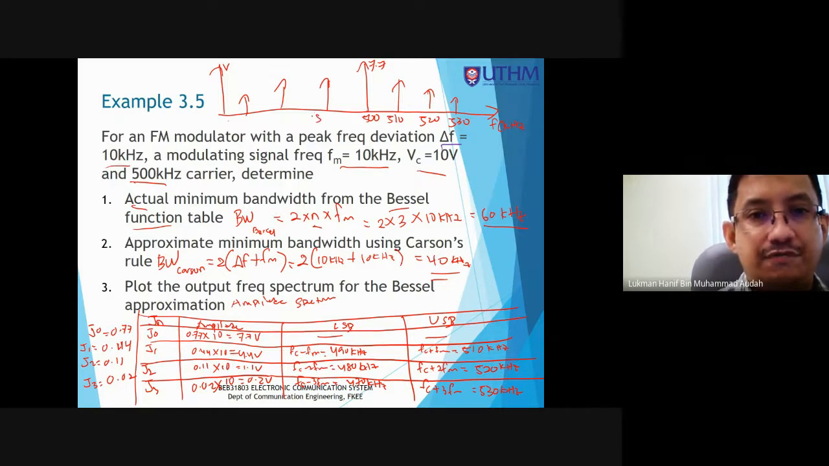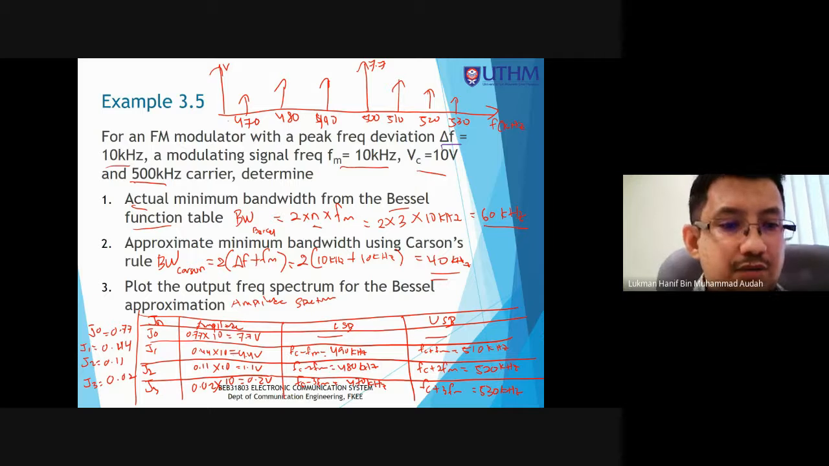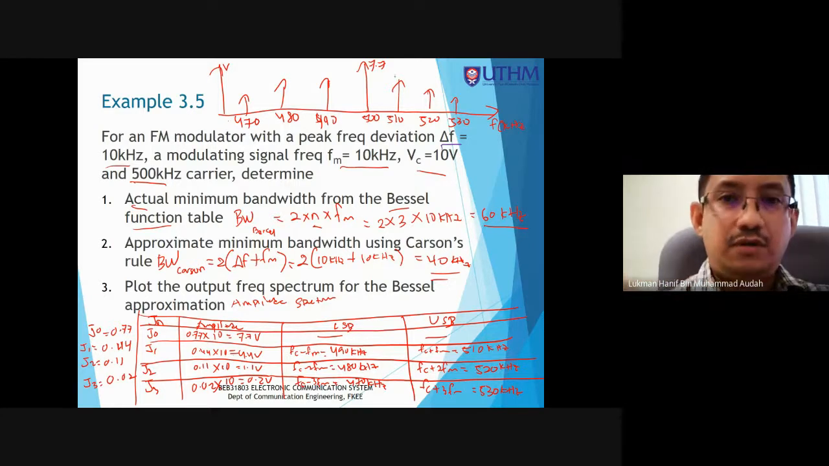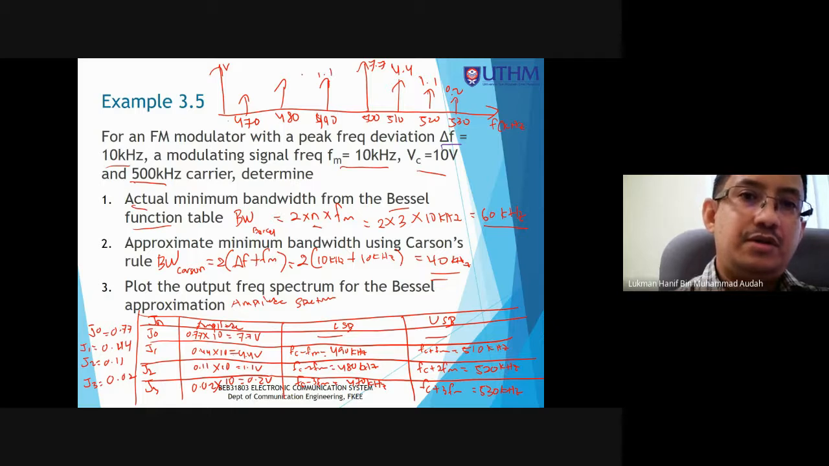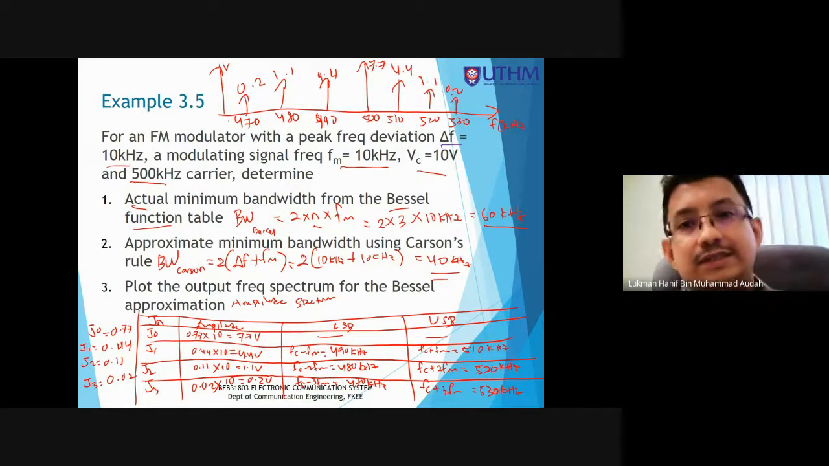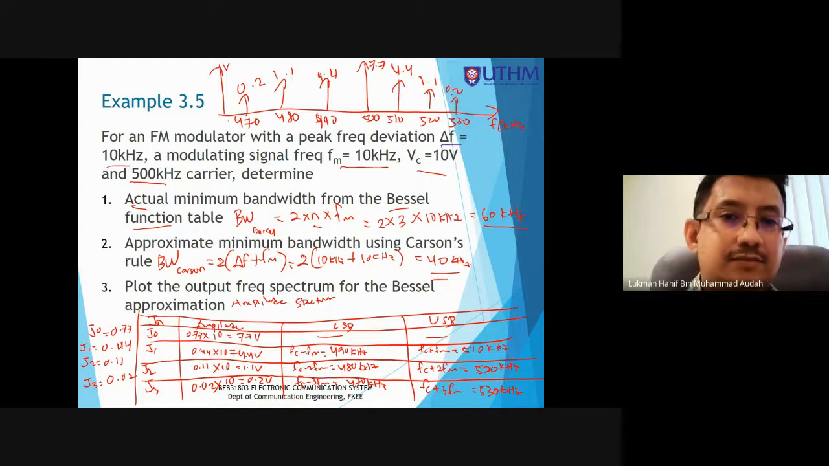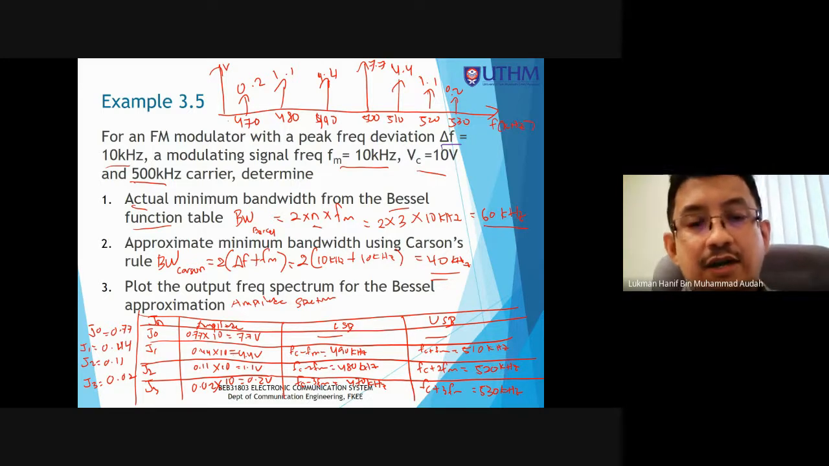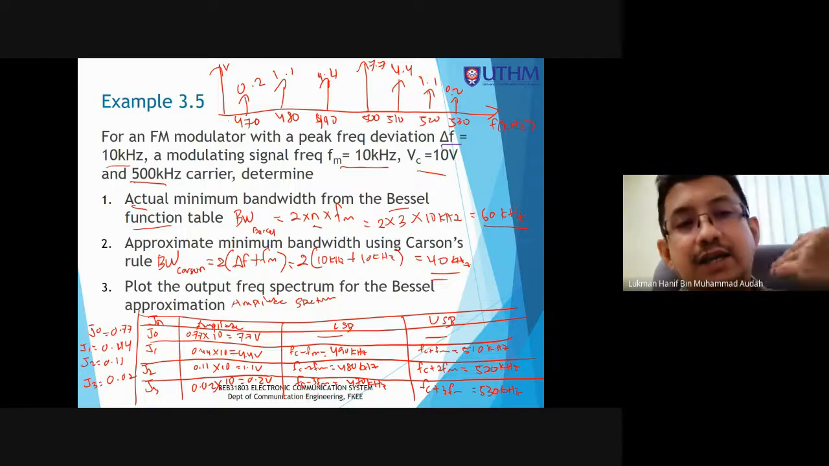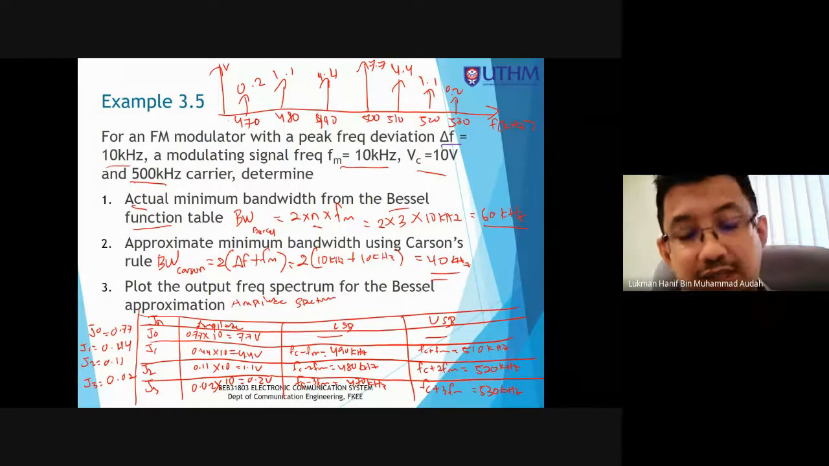This is 490, 480, 470. Okay, and the values are 4.4, 1.1, 0.2 on each side. Selesai. Full marks. So that means I draw correctly. I have 3 pairs of sidebands. I label the axis. I label the values as well.